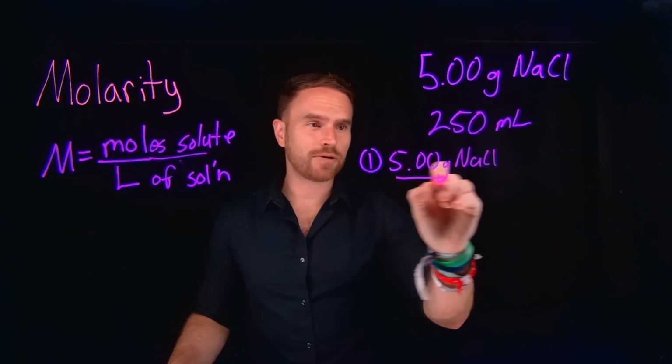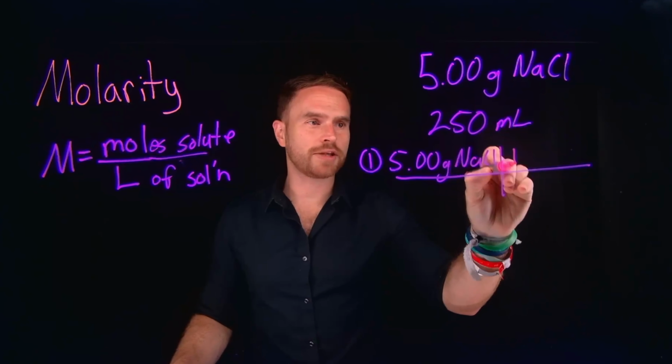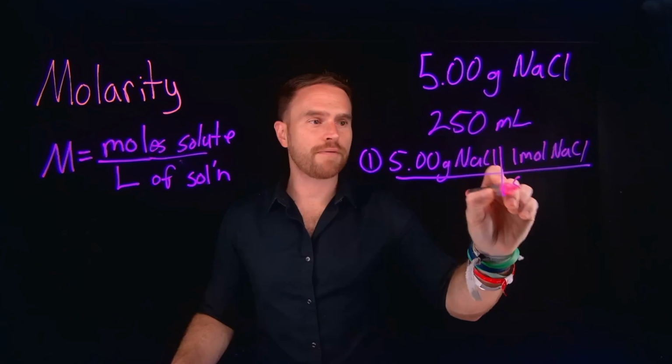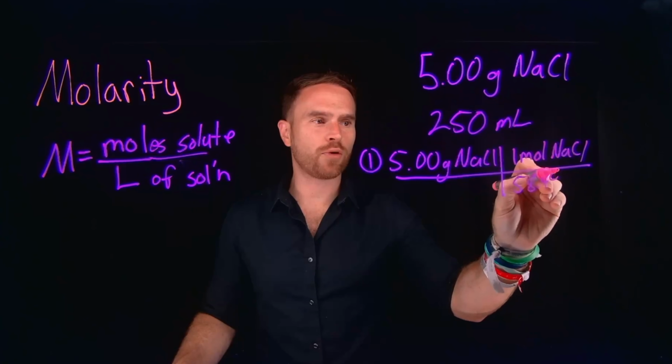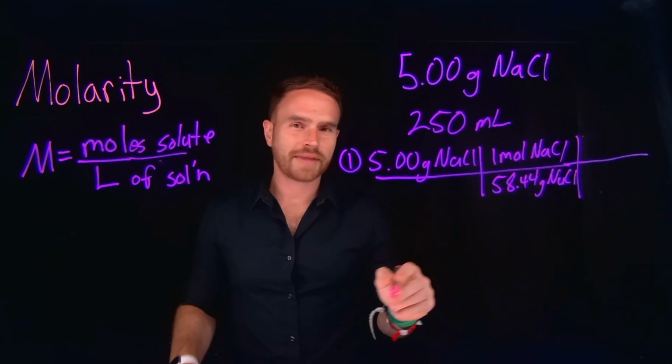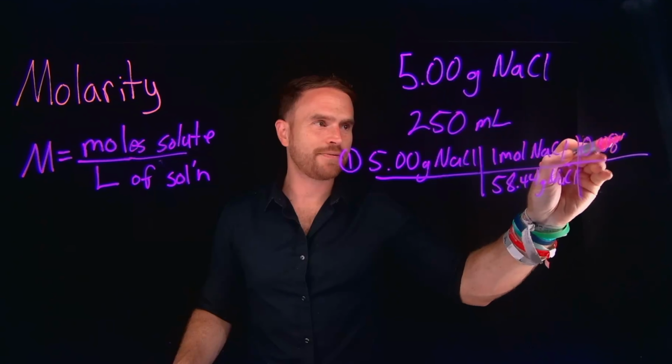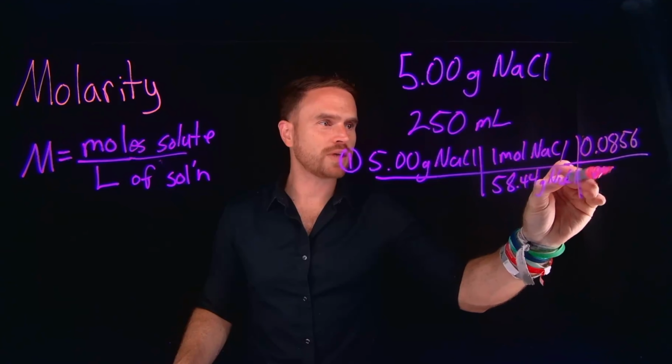If you were to calculate the molar mass of sodium chloride, you would find that for every 1 mole of sodium chloride, there are 58.44 grams of sodium chloride. And if you perform this calculation, you find that you have 0.0856 moles of sodium chloride.